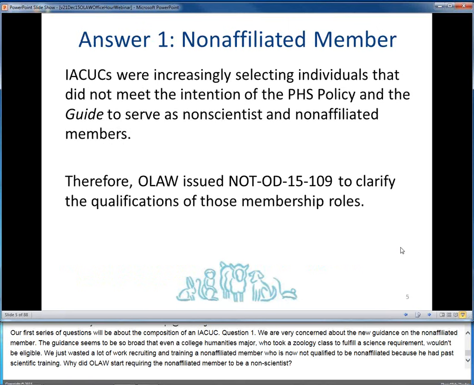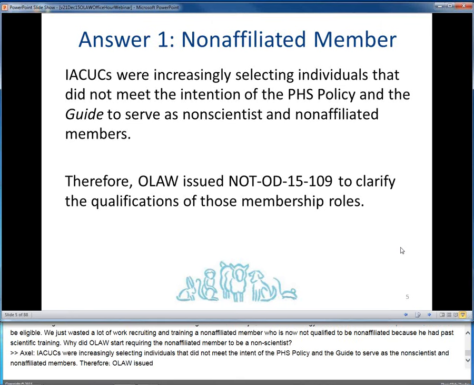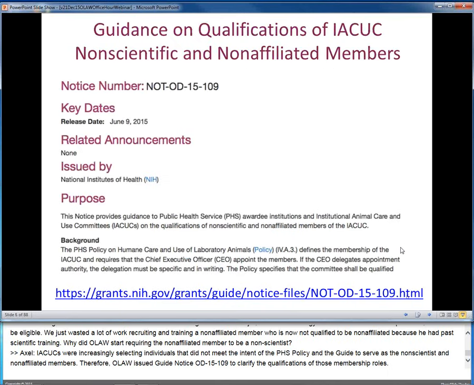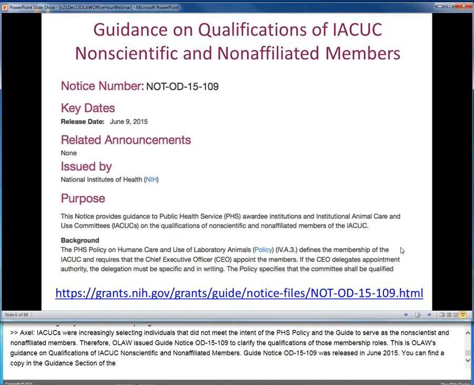IACUCs were increasingly selecting individuals that did not meet the intent of the PHS policy and the guide to serve as the non-scientist and non-affiliated members. Therefore, OLAW issued Guide Notice OD-15-109 to clarify the qualifications of those membership roles. This is OLAW's guidance on qualifications of IACUC non-scientific and non-affiliated members. Guide Notice OD-15-109 was released in June 2015. You can find a copy in the guidance section of the OLAW website under the bullet Notices. The URL for the guide notice is shown on the slide.